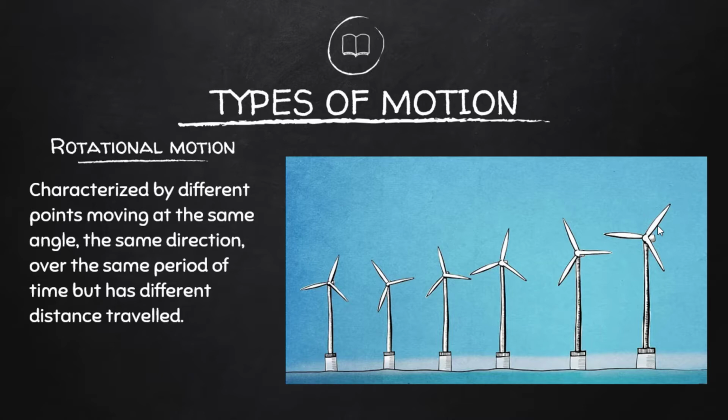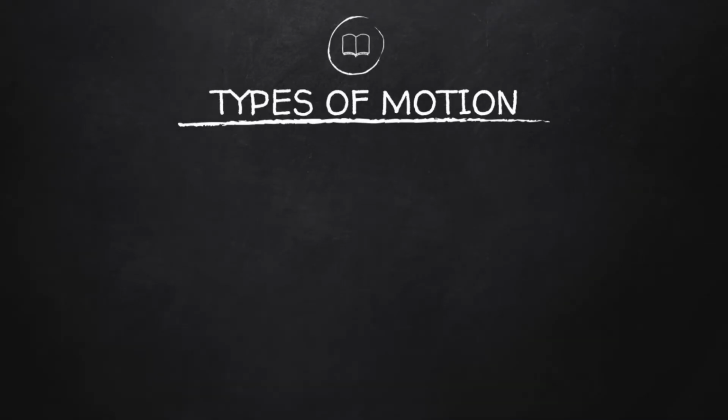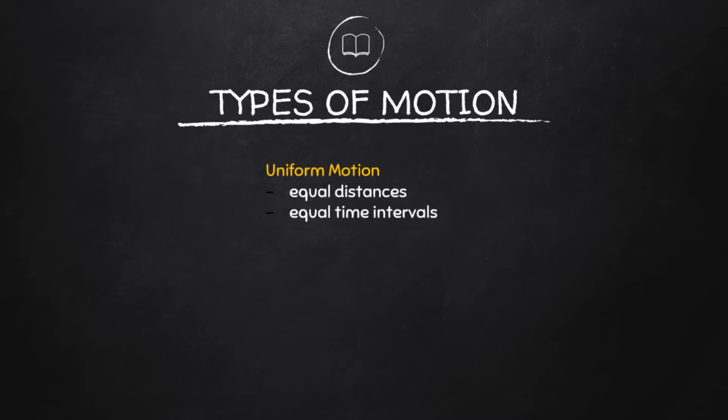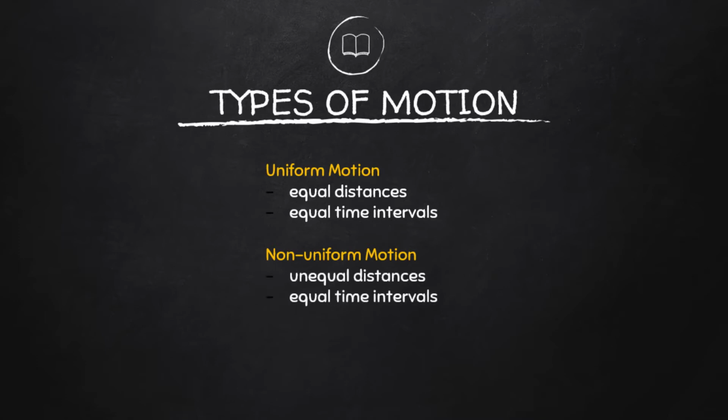We can also classify motion as either uniform or non-uniform. It is considered uniform motion when the moving particle is traversing equal distances in equal time intervals. It will be considered non-uniform or variable motion if the moving particle is traversing unequal distances in equal time intervals.